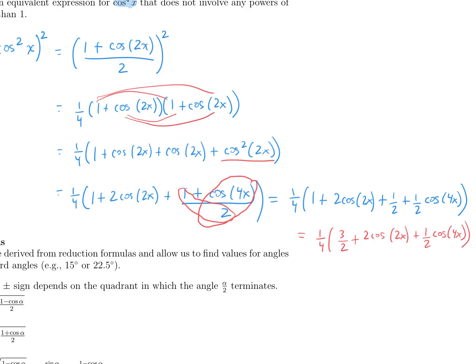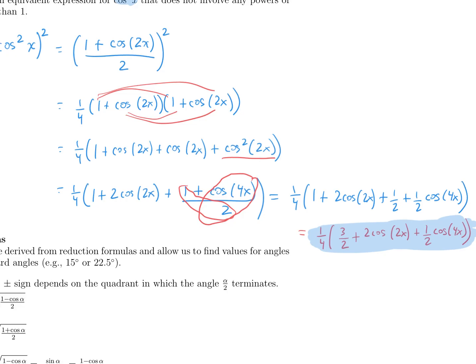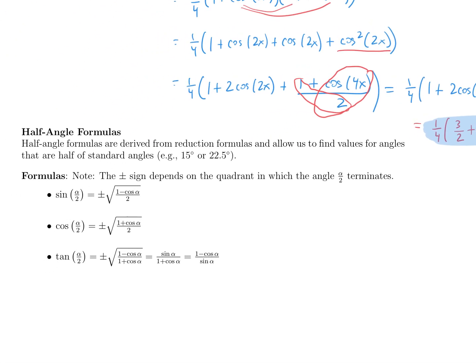Okay, so that will do it. That is our final answer here. As you can see, you don't have any terms with an exponent greater than 1. This cosine has an exponent of 1. This cosine has an exponent of 1. All right, let's move on to the next type of formulas that you will see.